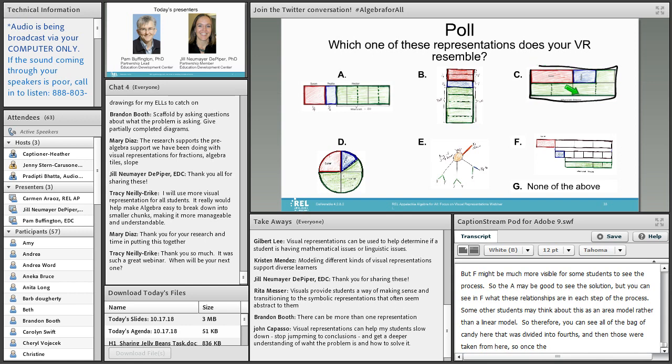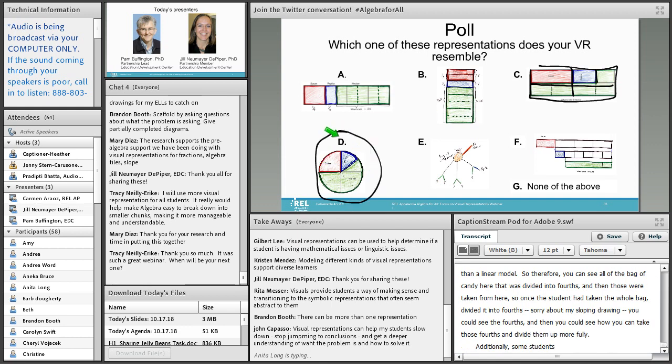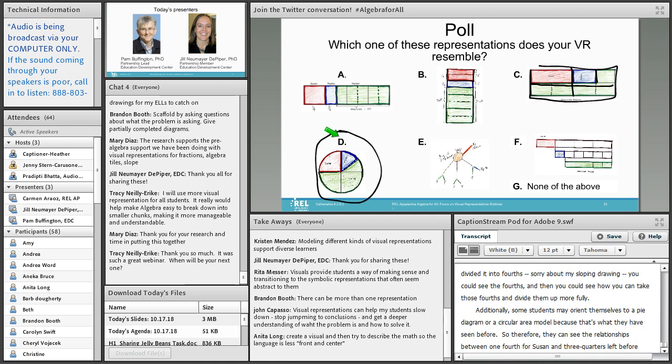So once the student had taken the whole bag, divided it into fourths, sorry about my sloppy drawing, you could see the fourths, and then you could see how you can take those fourths and divide them up more fully. Additionally, some students may orient themselves to a pie diagram or a circular area model because that's what they've seen before. And so therefore, they can see the relationships between 1/4 for Susan and 3/4 left before he gave any to Pepita. So there are different relationships that can be pointed out on these.